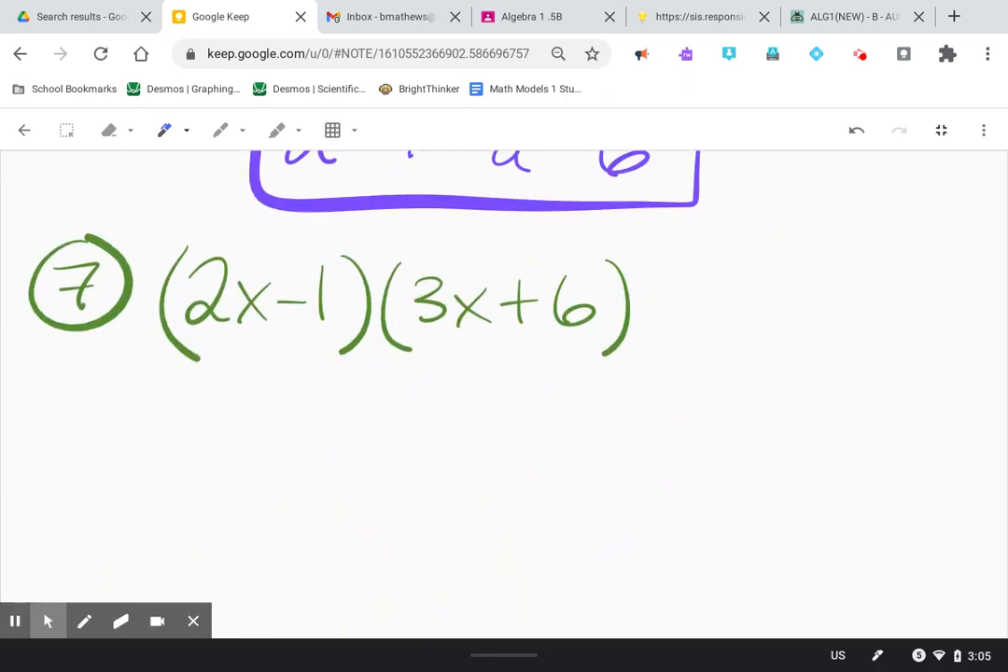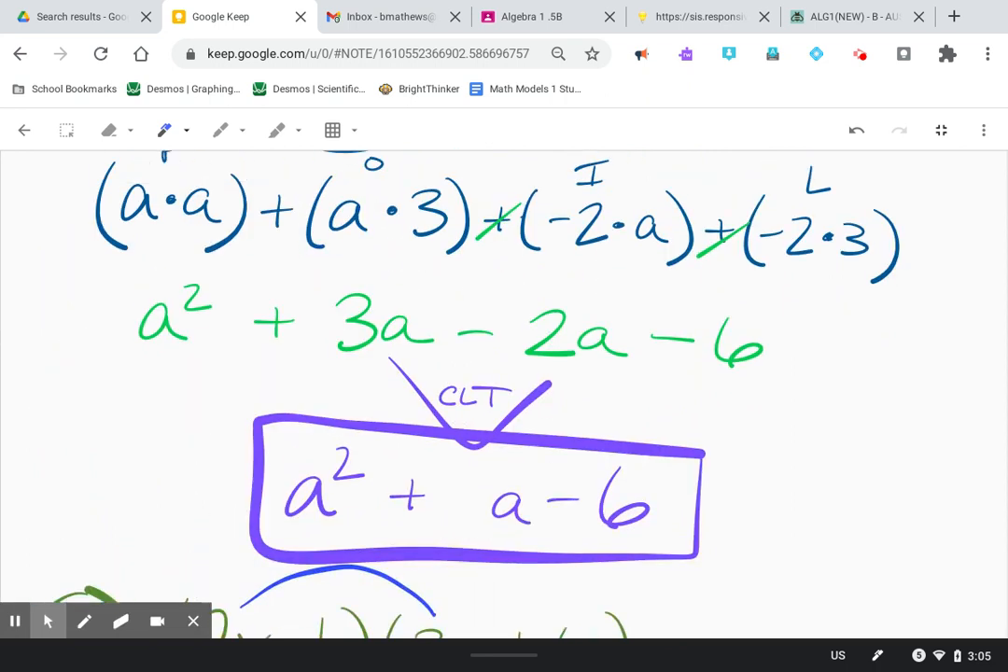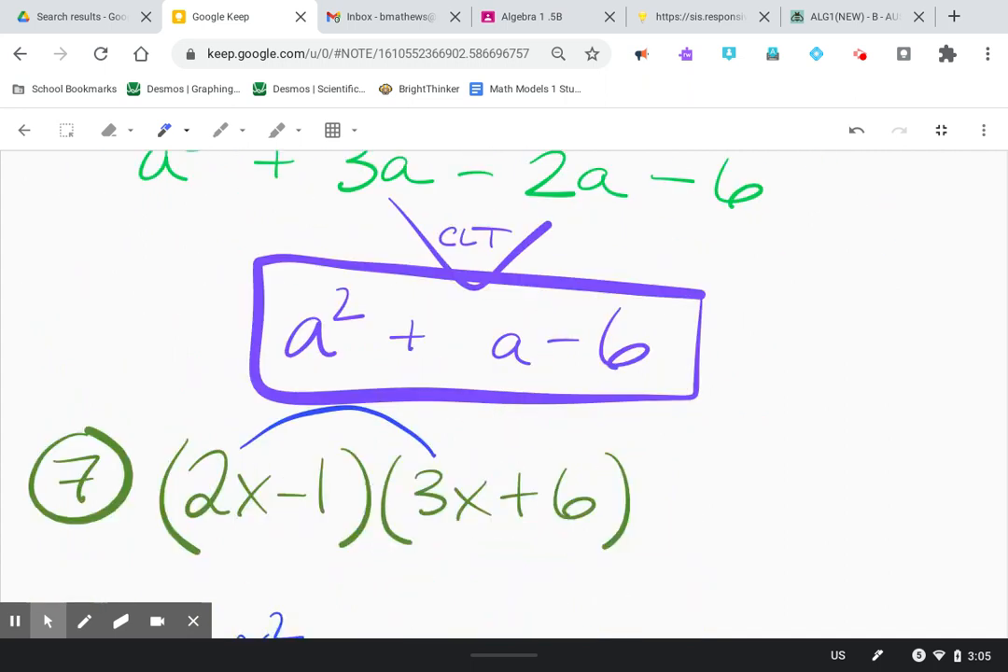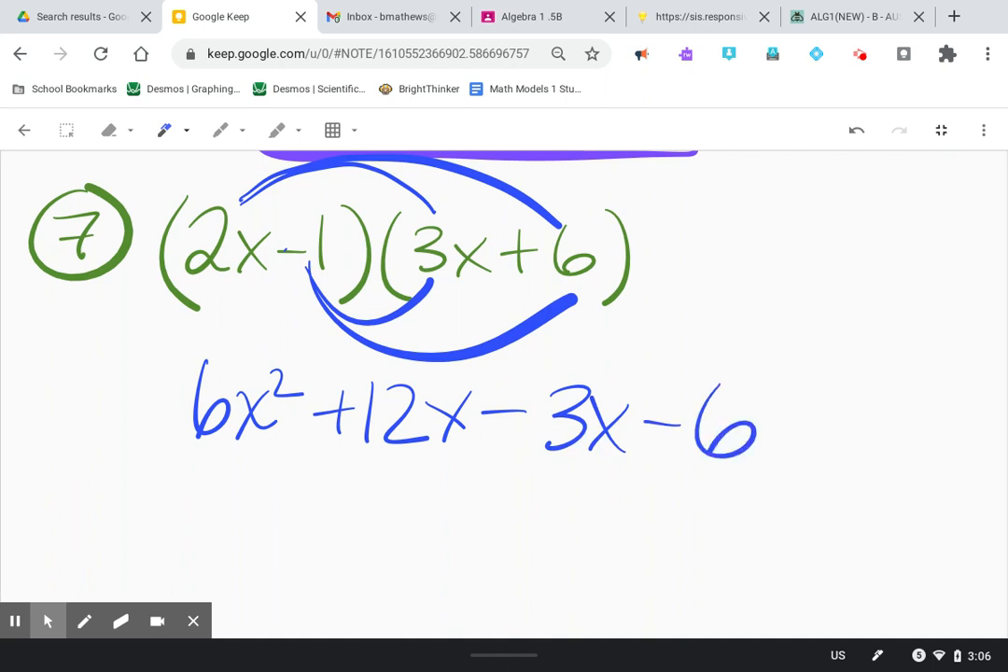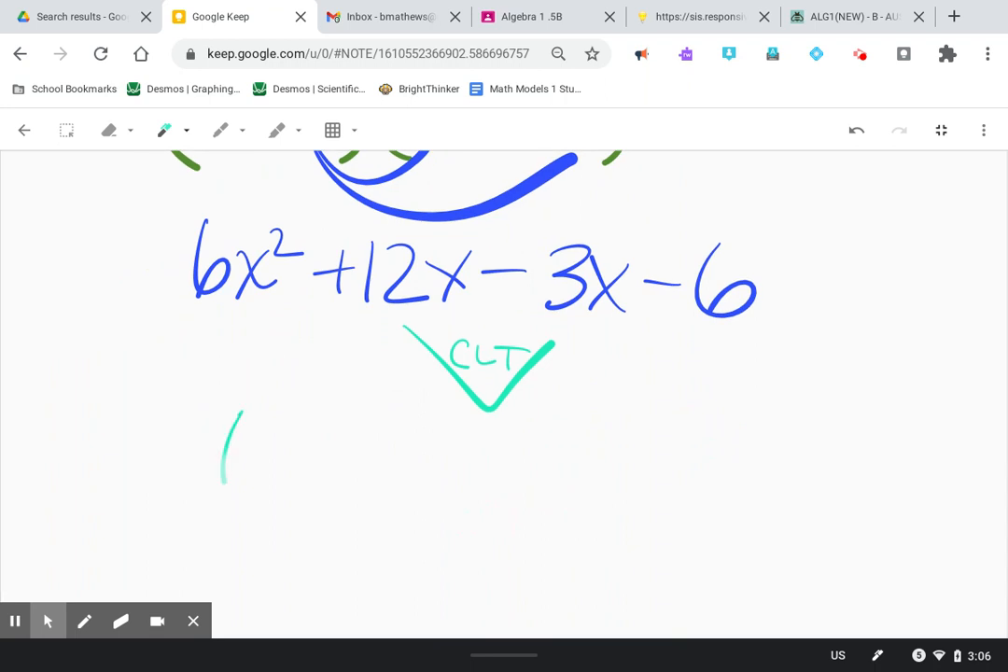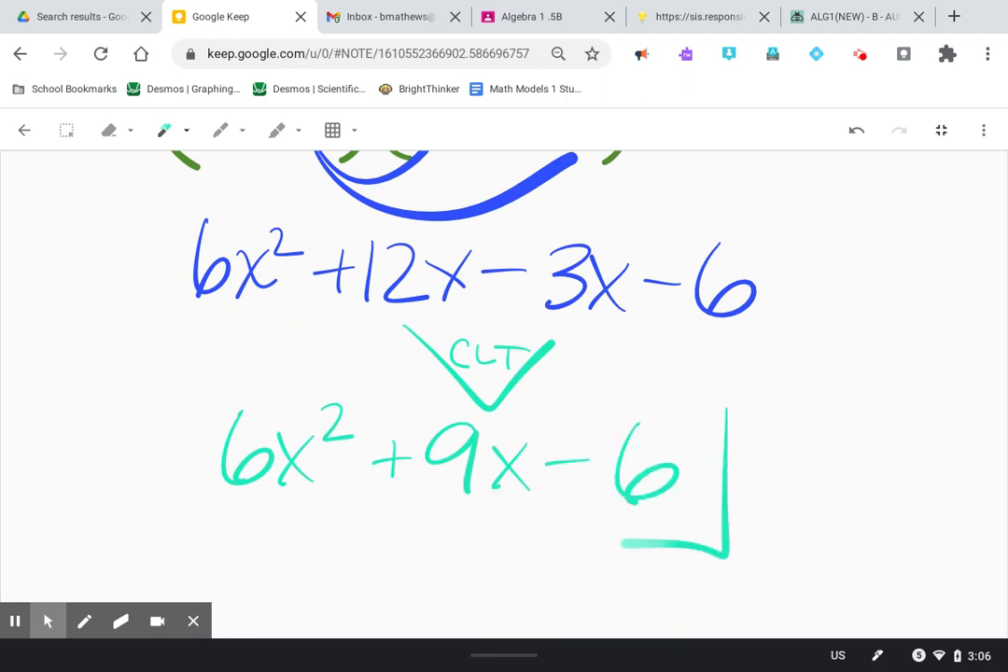But when I do these, I'm going to do 2 times 3x. It's going to be 2 times 3 is 6. X times x is x squared. So what I'm doing there is I'm skipping this step. I'm just going right to the answer. 2x times 6 is going to be 12x because 2 times 6 is 12. X is by itself. Then I'm going to do minus because there's a minus on that 1. Minus 1 times 3x is minus 3x. And then minus 1 times 6 is minus 6. Now I'm ready to combine like terms. 6x squared. 12 minus 3 is 9x minus 6.